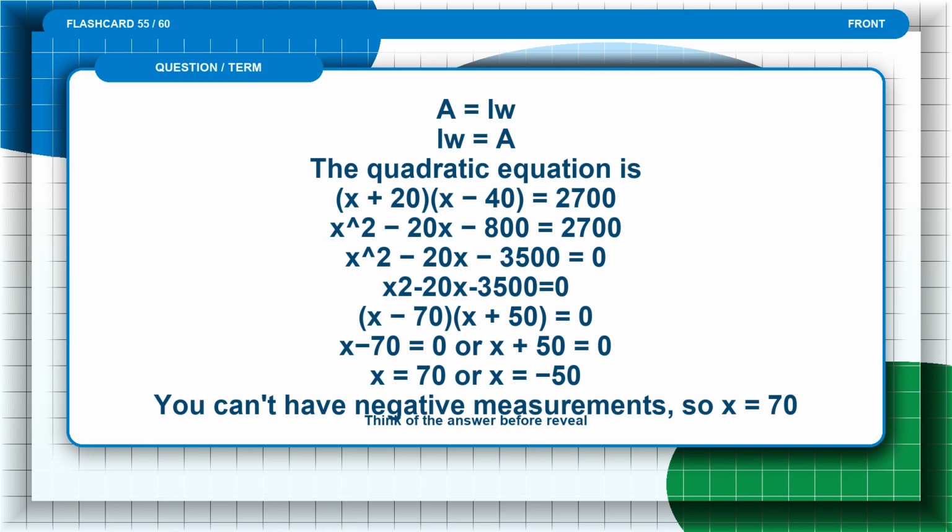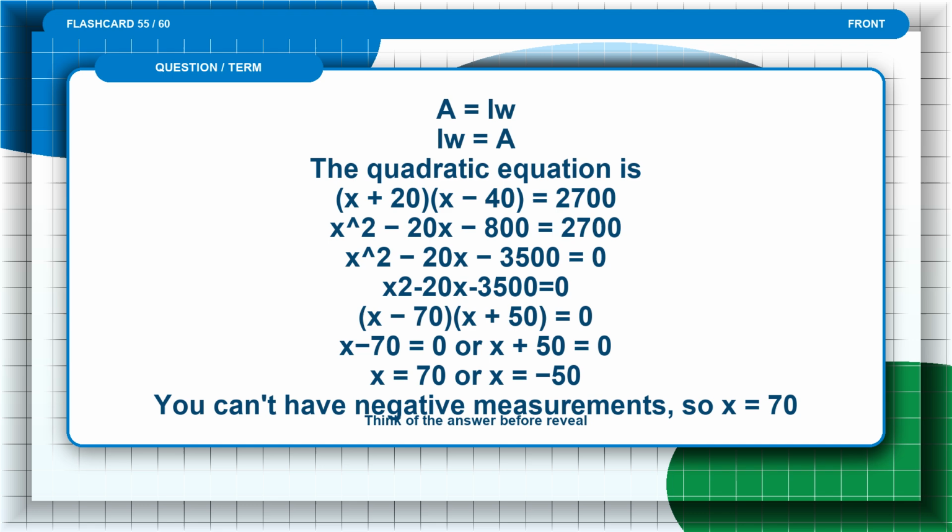Area equals length times width. The quadratic equation is (x + 20)(x - 40) = 2700, so x² - 20x - 800 = 2700, so x² - 20x - 3500 = 0. Factoring, (x - 70)(x + 50) = 0, so x - 70 = 0 or x + 50 = 0, so x = 70 or x = -50. You can't have negative measurements, so x = 70.